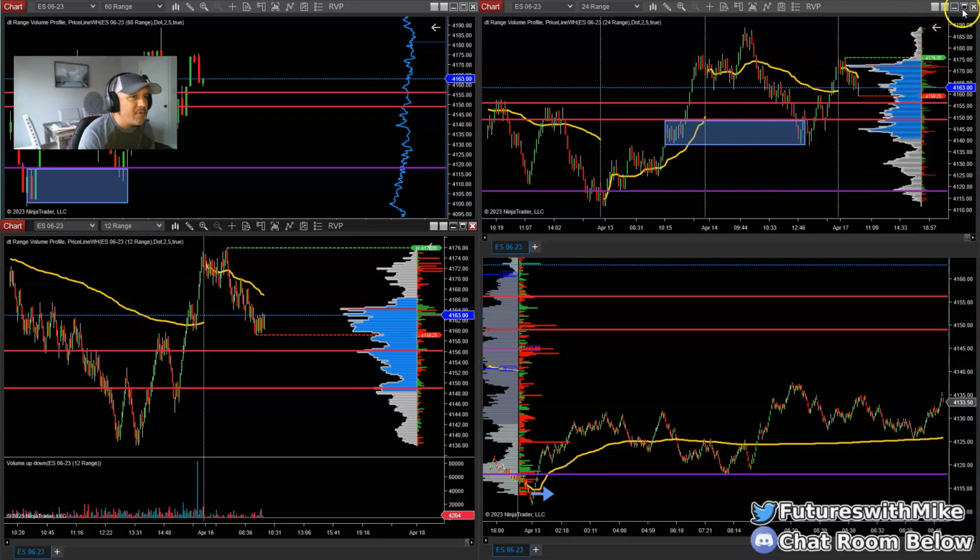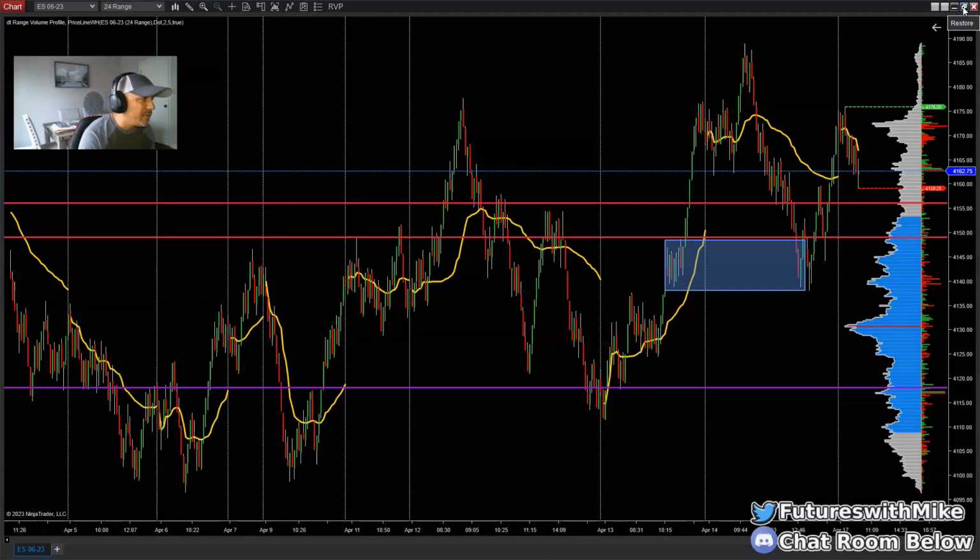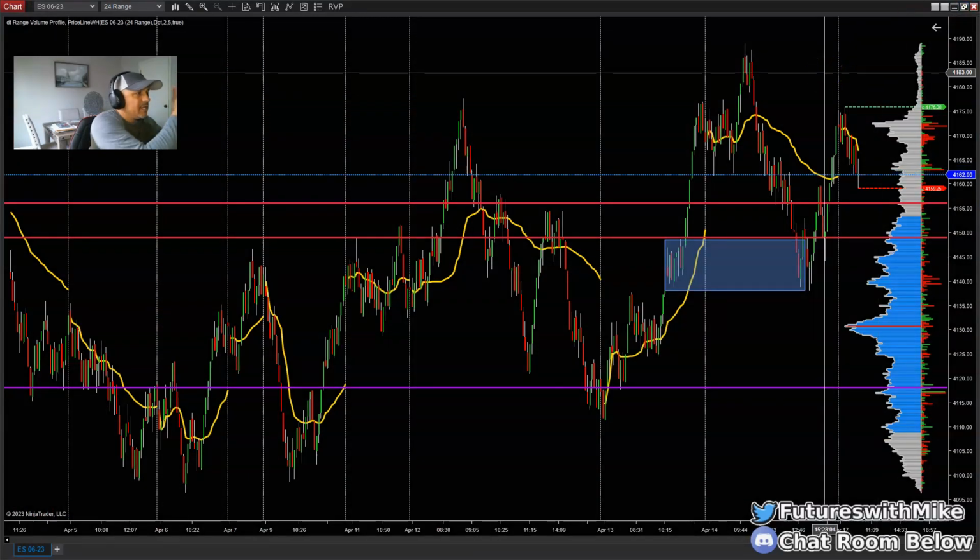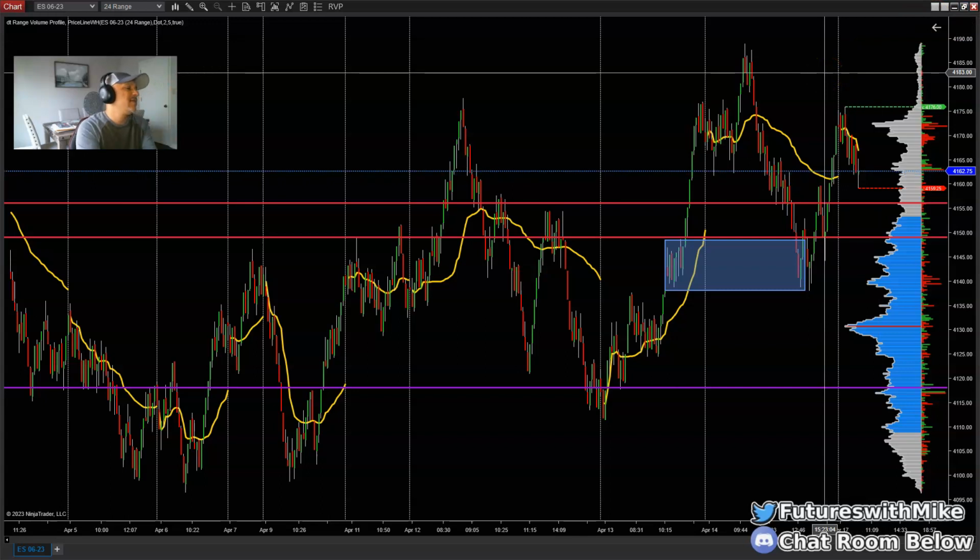I go over to my 24 range, because I'm going from a 60 to 24, 12, and I also have a 4 range chart as well. But this chart here was more so inspired by 3 charts, looking at the higher time frame and scaling down to the 24 and scaling down to the 12 range.